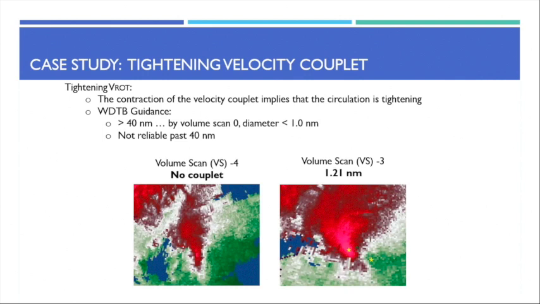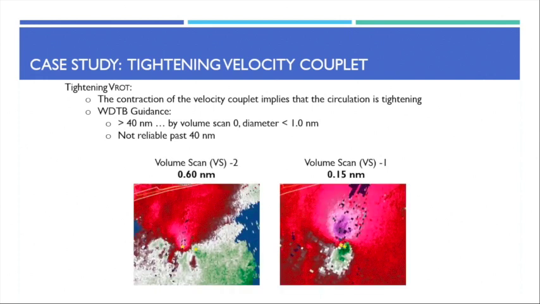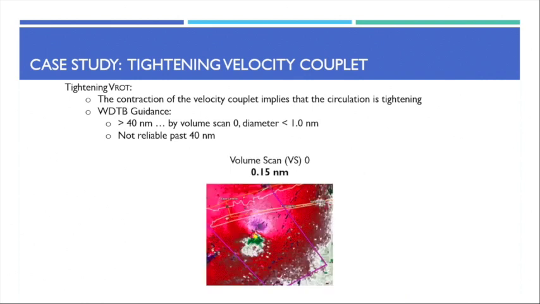Going through volume scan 3, that couplet starts to form and it has a value of 1.21 nautical miles. Going through, the diameter keeps tightening until it reaches 0.15, which is the smallest value that you can measure with diameter, since that's the closest the pixels can be to each other. By volume scan 0, that holds true, and that is a very strong couplet, since it's under 1 nautical mile.